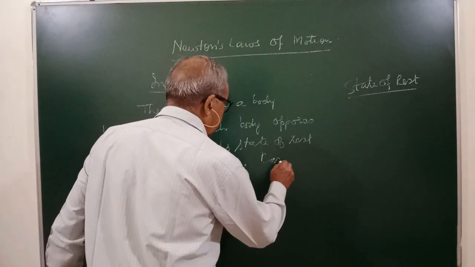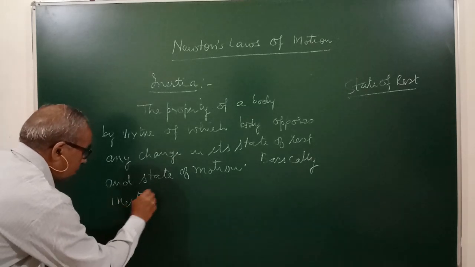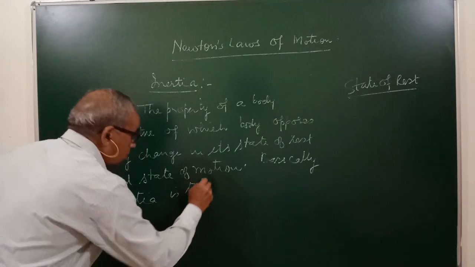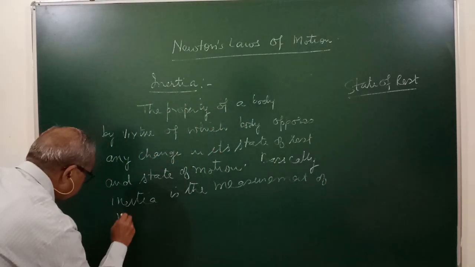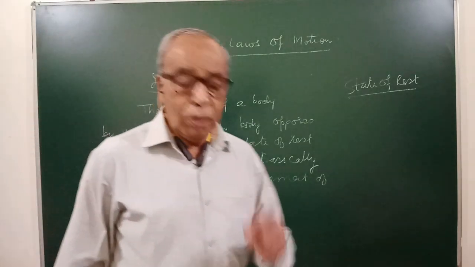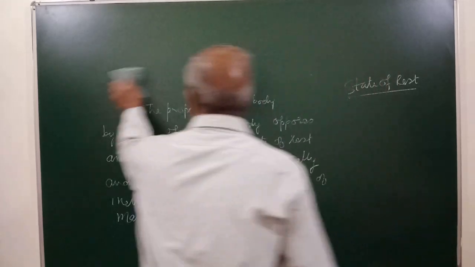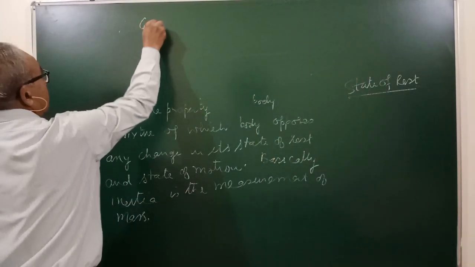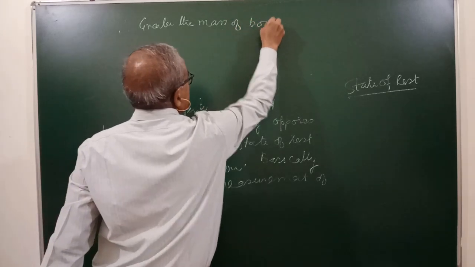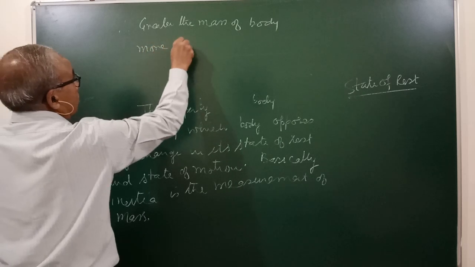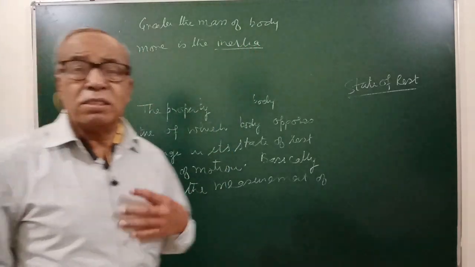Basically, inertia is the measurement of mass. So we can say greater the mass, more the inertia, and conversely true. Hence, greater the mass of a body, more is the inertia. And that way inertia also defines the mass of a body.